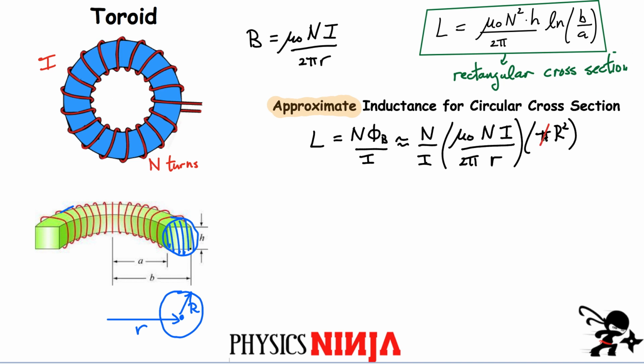We can simplify some of the terms here. The current always cancels out, and you can get to an approximate value of the inductance, which looks something like this: mu 0, N squared is still there, but all the geometrical terms now look a little different. We simply have pi R squared over little r. That would be an approximate value for the self-inductance.